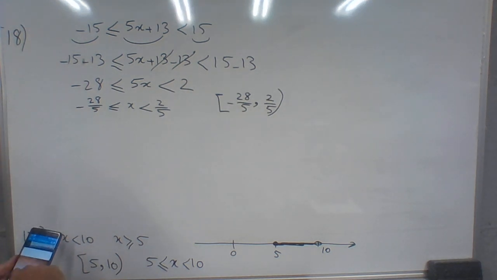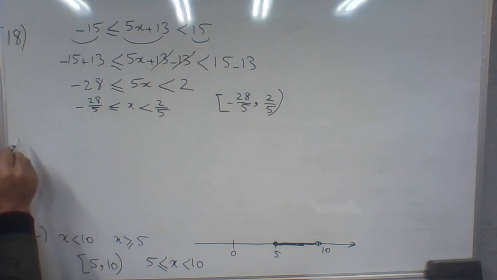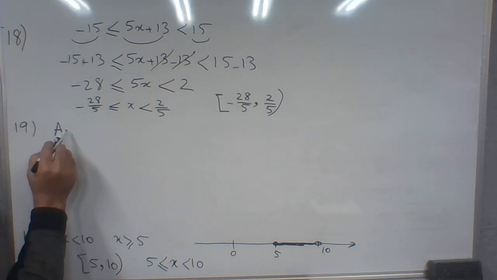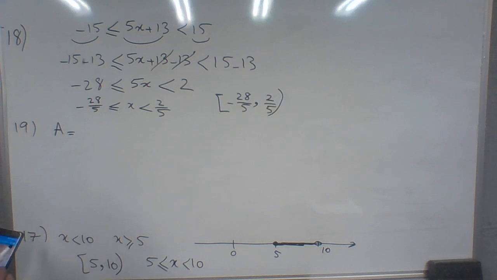Number 19. For each point on the graph above, select the correct location from the drop-down list. Okay, I don't have the drop-down list, so I just give you the coordinates of each point. Number 19, point A.